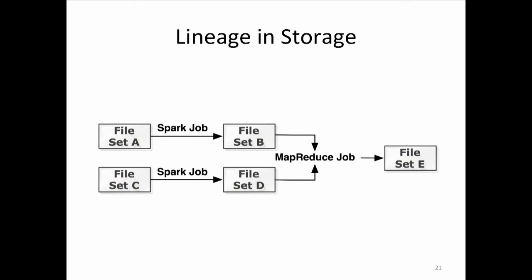It basically means the relationship among different files. Say, for example, you have file set A, and you have a Spark program with A and generate B. And later on, you have another Spark program with C and generate D. And in the end, you have a MapReduce program with B and D and generate E. And this whole relationship, including what's the binary program, what's the configuration, what's the input-output file list, this whole information is a lineage inside of Tachyon.